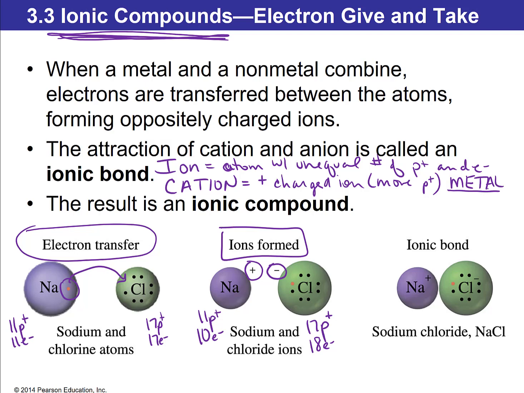The negatively charged ions are called anions. They will have more electrons. They are always going to gain electrons. And they're always the nonmetals.